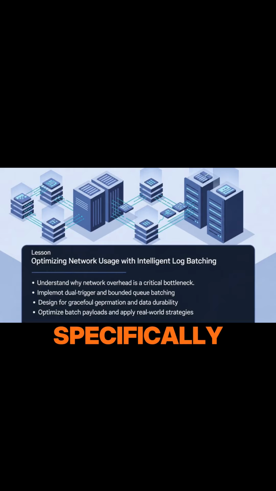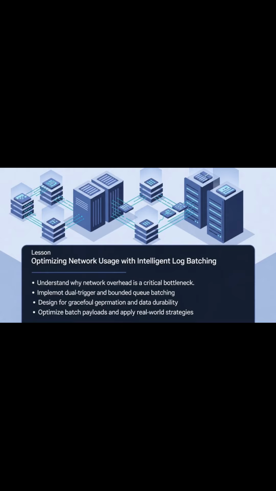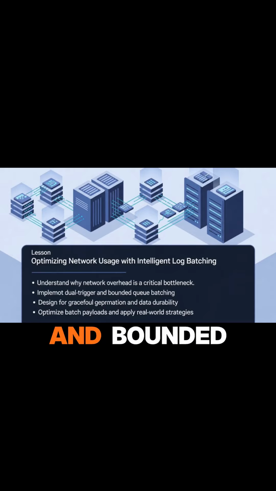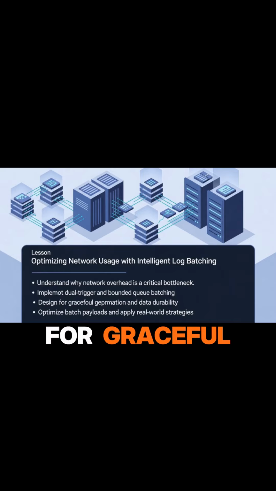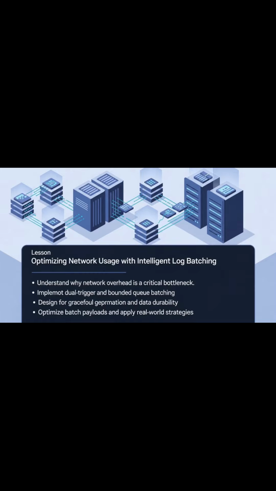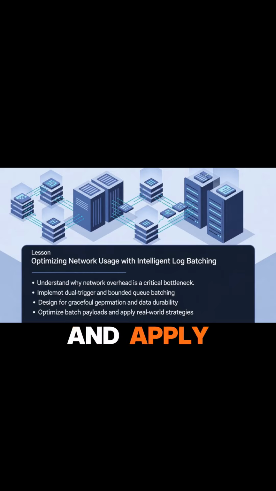projects. Specifically, you will be able to, first, understand why network overhead is a critical bottleneck in modern systems. Second, you'll learn to implement core batching patterns like dual trigger and bounded queues, which are fundamental to efficient data handling. Third, we'll cover how to design your systems for graceful degradation and ensure data durability even when facing high loads or unexpected failures. And finally, you'll understand how to optimize batch payloads for maximum efficiency and apply these real-world strategies used by leading tech companies.